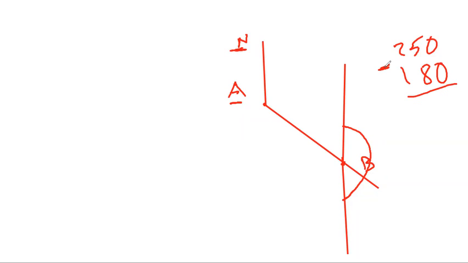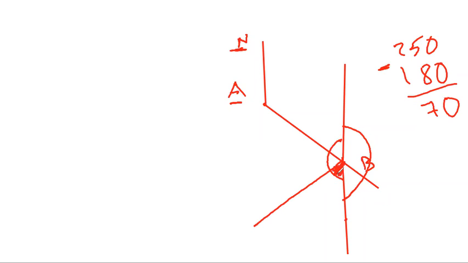No, wrong. Wait, the question is, what is the number plus 180 will give you 250? 70. 70. Very good. So starting from the last line I made, I'll put my protractor to measure 70 degrees. This angle is 70 degrees.